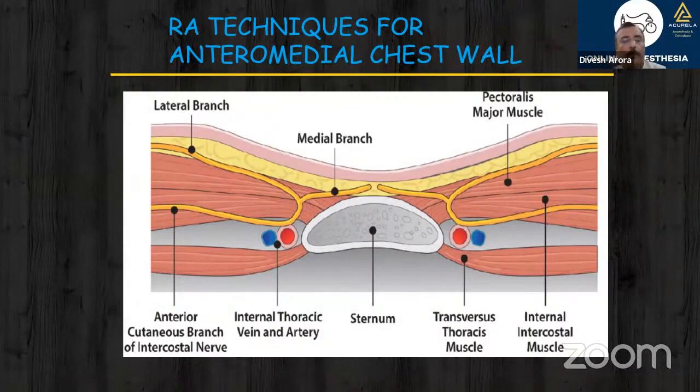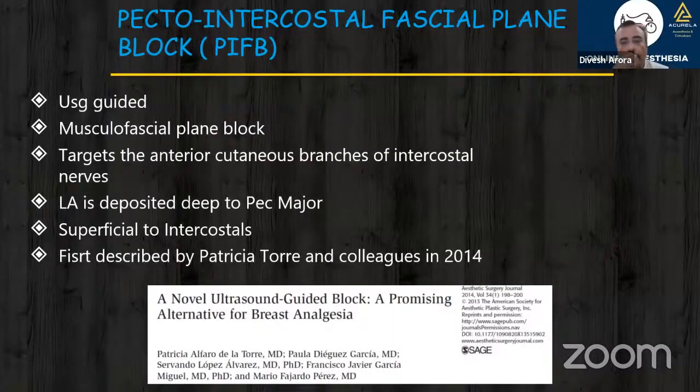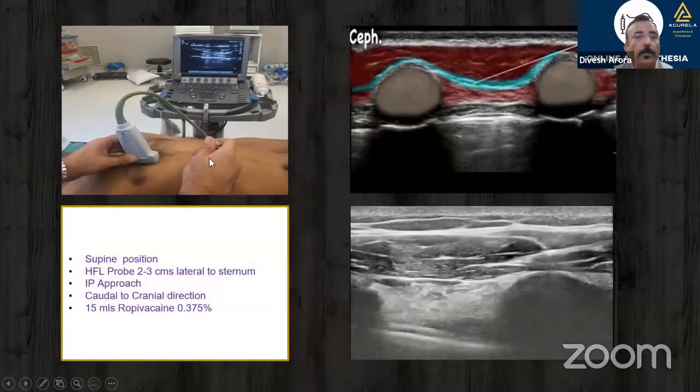Now we come to the regional anesthesia techniques which can be used for the anteromedial chest wall. The target in this case is the anterior cutaneous branch of the intercostal nerve. It can be blocked between two muscles, like pec major and the internal intercostal, or in a deeper plane, that is between the internal intercostal and transversus thoracic muscle. So two blocks have been described. One is the PIFP block, the pectointercostal fascial plane block. In 2014, it is essentially a USG guided musculofascial plane block, which targets the anterior cutaneous branches, and the LA is deposited deep to pec major, as I've shown you in the figure.